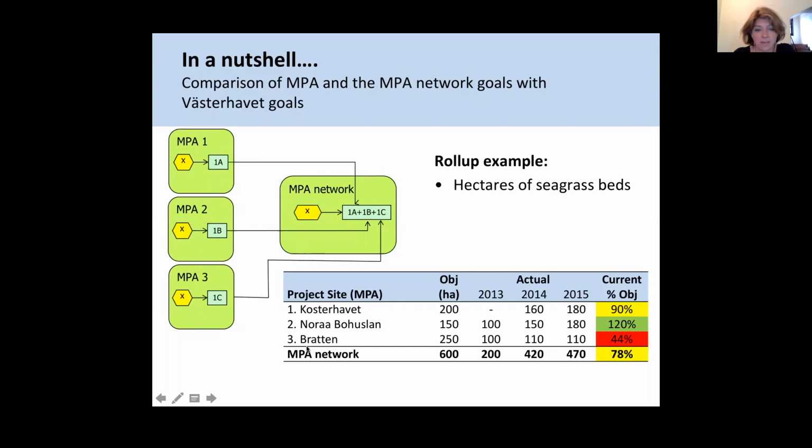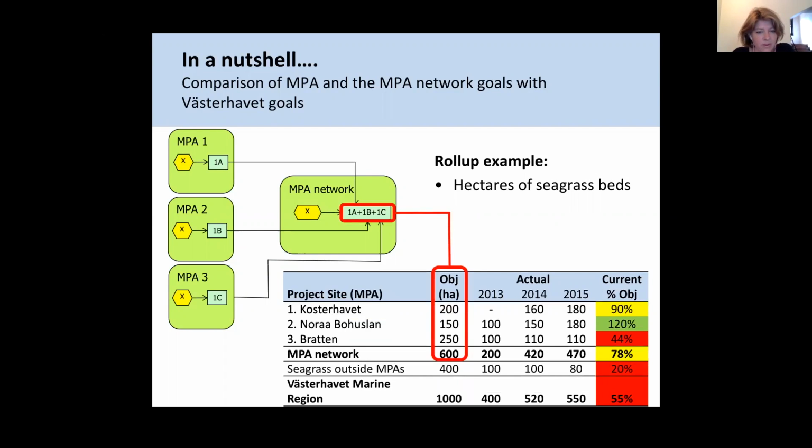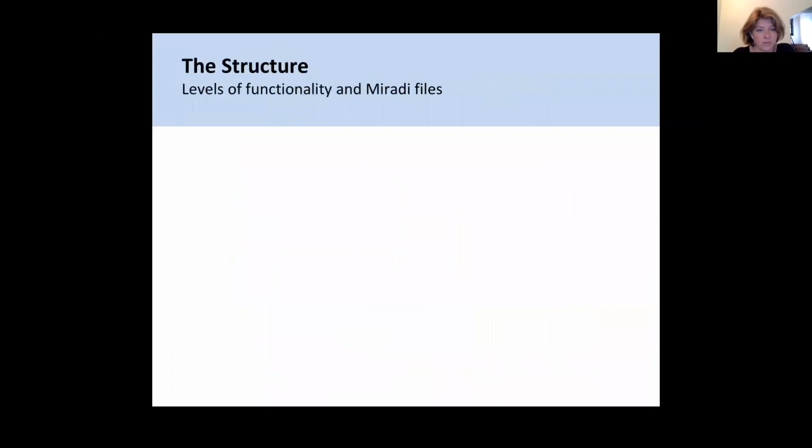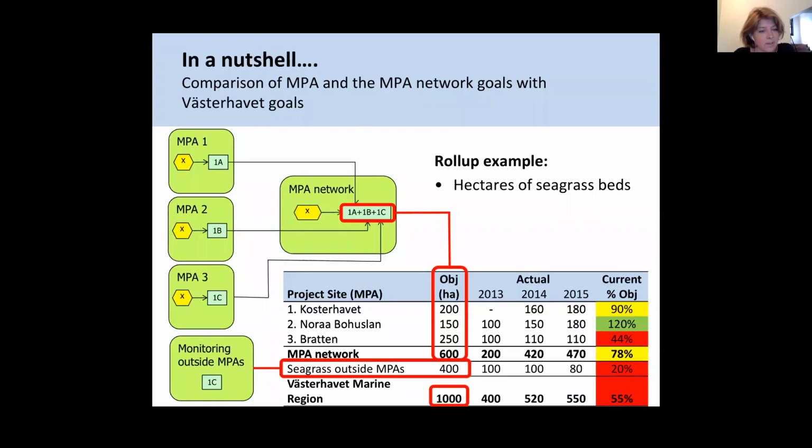You can see here in the table a mock-up using just one element, seagrass in this case. And you see here the different MPAs, to what extent their current objectives have been met, and you get an idea of their contribution to the overall network objectives. But they also wanted to take this a step further, and that was to figure out how these individual goals, or the network goals together, contribute to the overall health of the marine ecoregion.